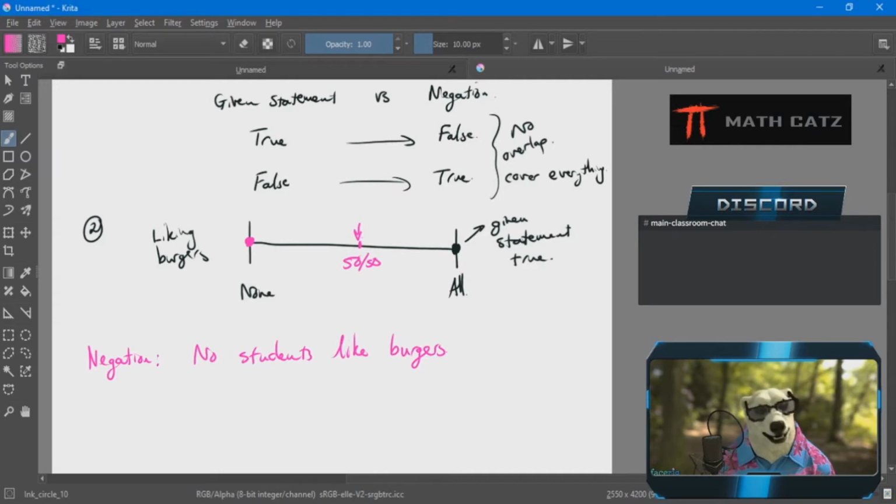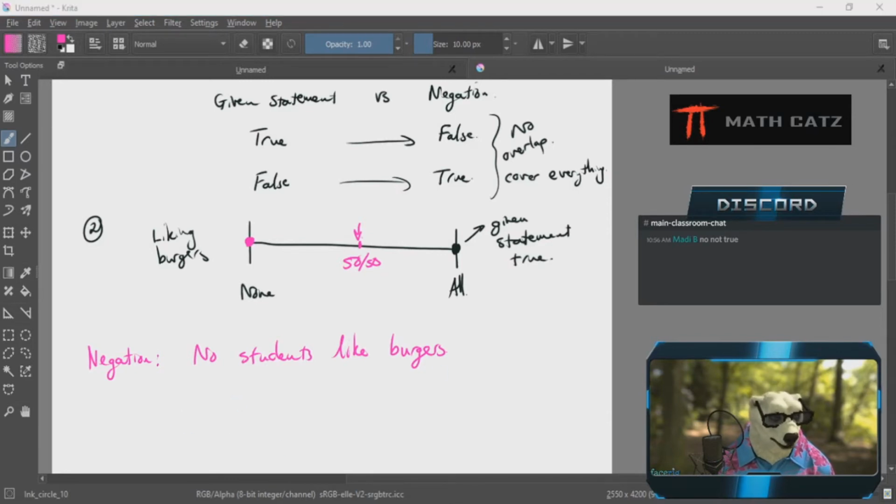I'm not sure everyone understands the definition of discussion. It's sort of a back and forth where I say stuff, you say stuff, I say stuff, you say stuff. So I said, let's look at 50-50. Is the given statement true? And now it's your turn. Yeah, 50-50, the given statement would be true because that's still some, right? 1 second.